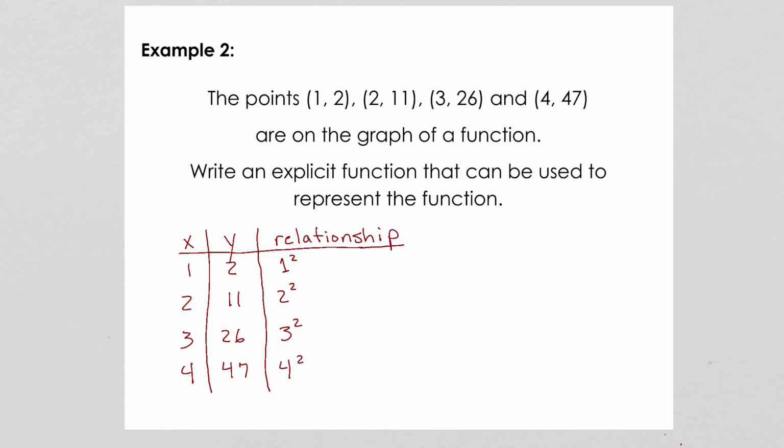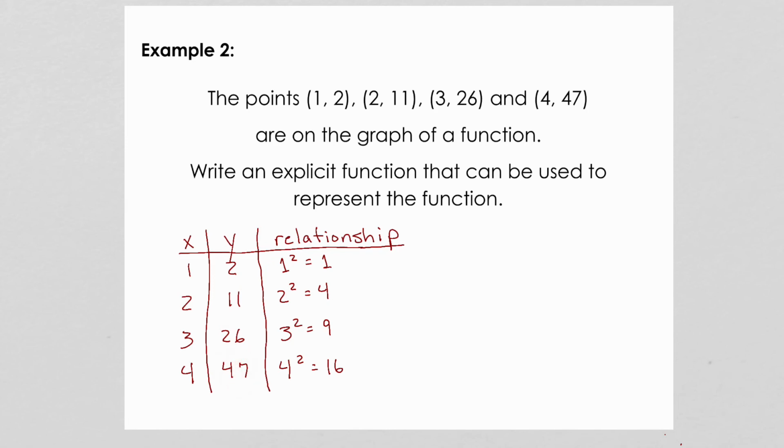All right, so let's see. 1 squared, that's actually just 1, right? 2 squared is 4, 3 squared is 9, 4 squared is 16. So I've got to get from 1 to 2, from 4 to 11, that's not too tough, but 9 to 26, 16 to 47, these numbers are getting big. So I'm going to try something.